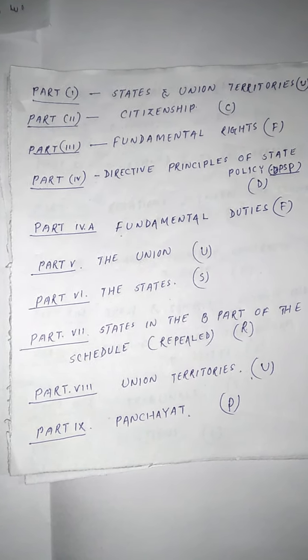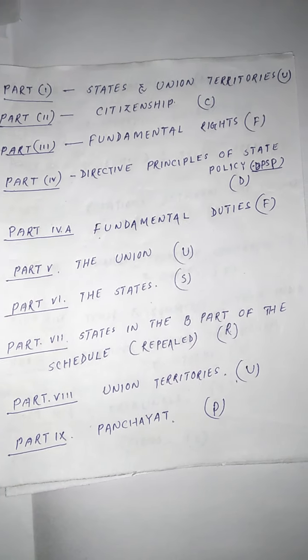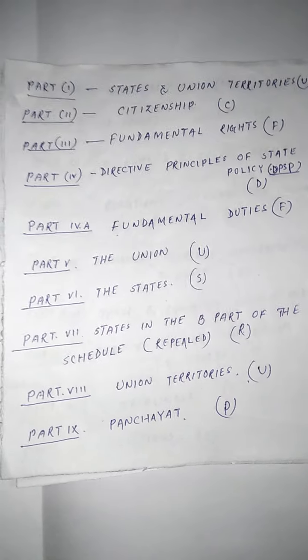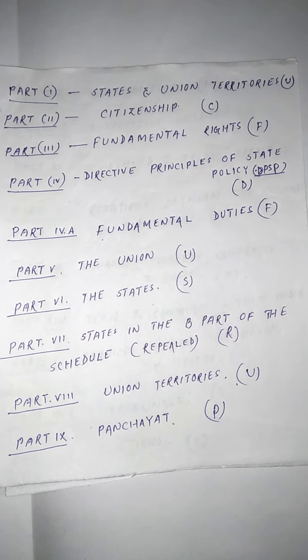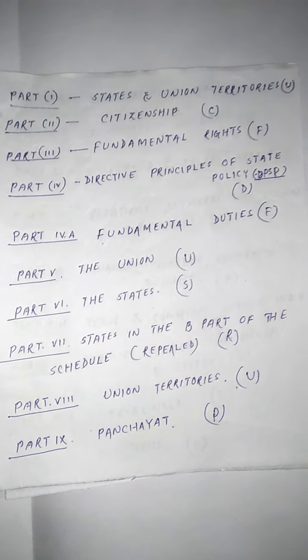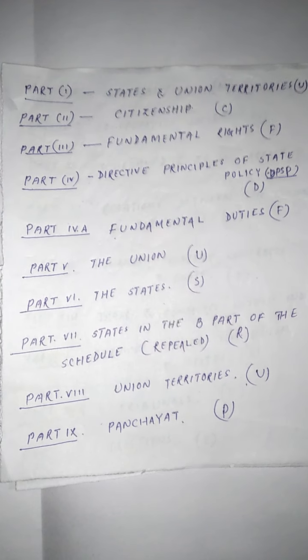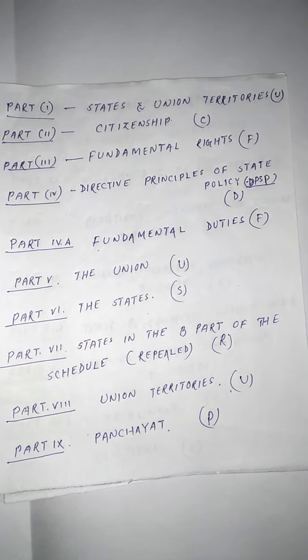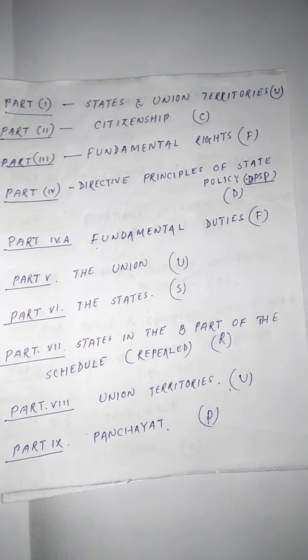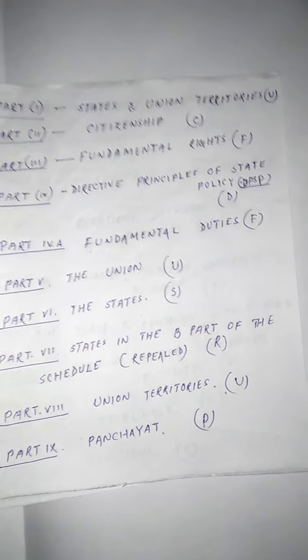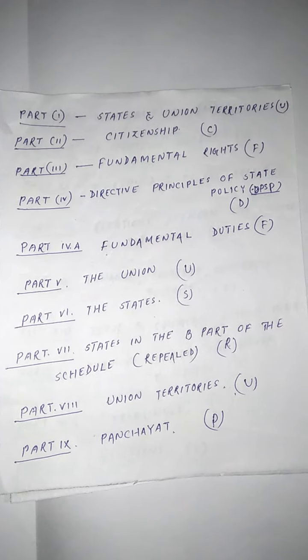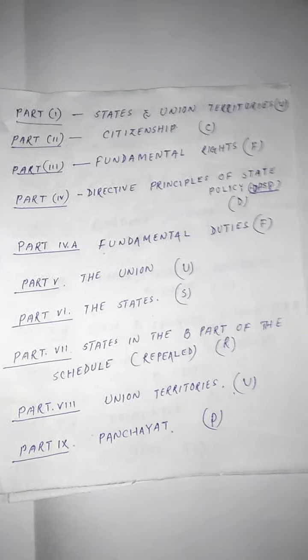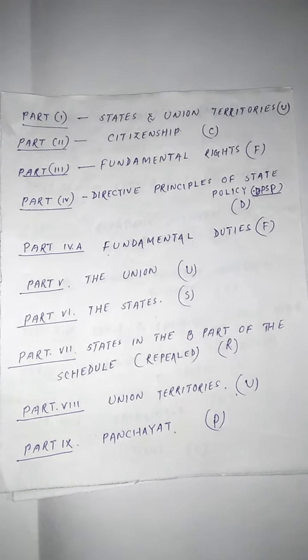U for Union, that is part 5. S for the States, part 6. Part 7, States in the B part of the schedule, that is repealed. You can fly directly from USR, that is R, R is repealed.